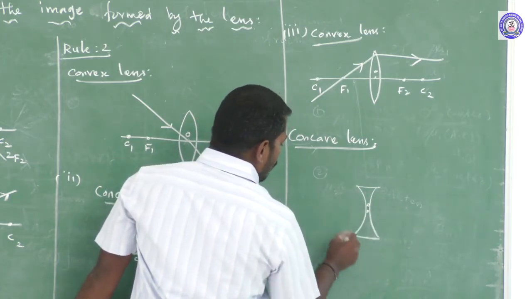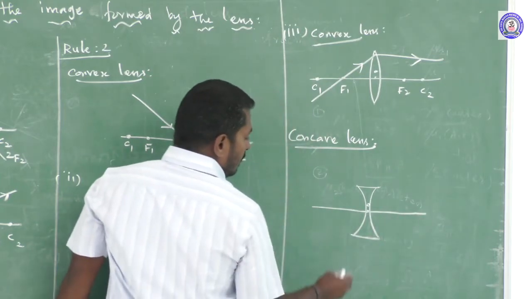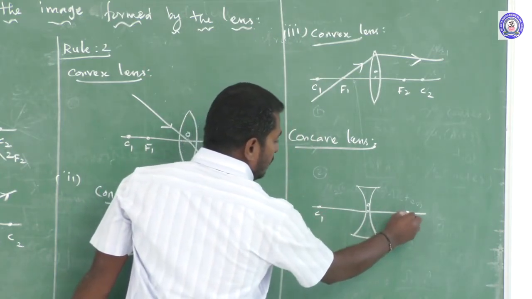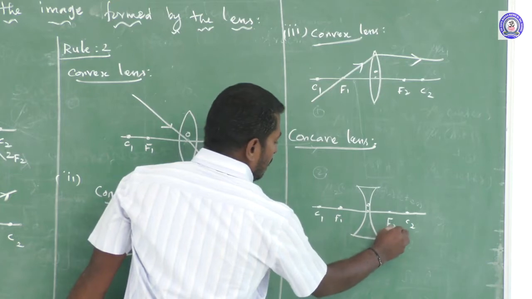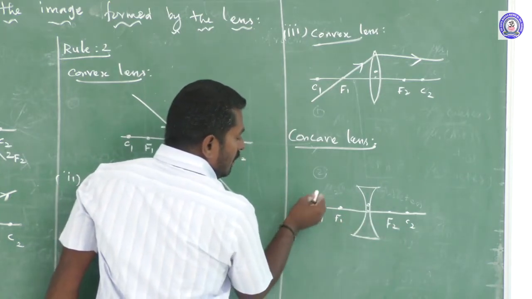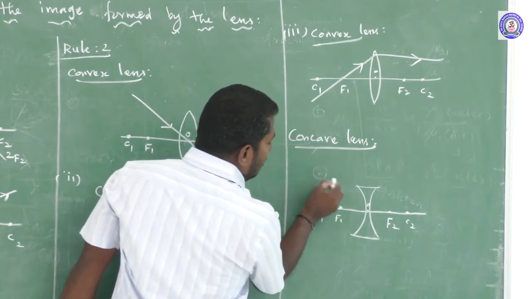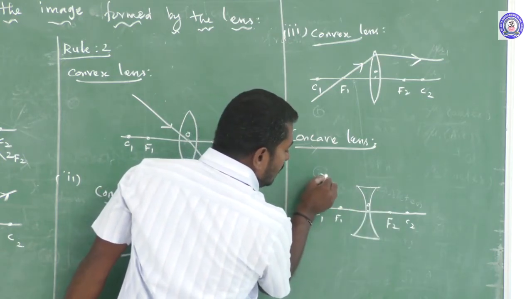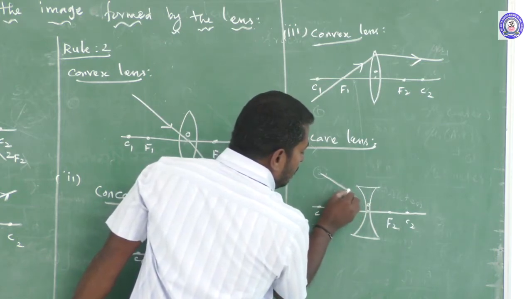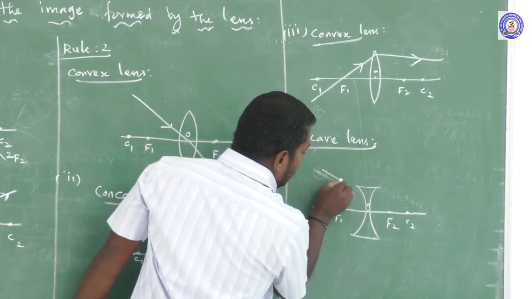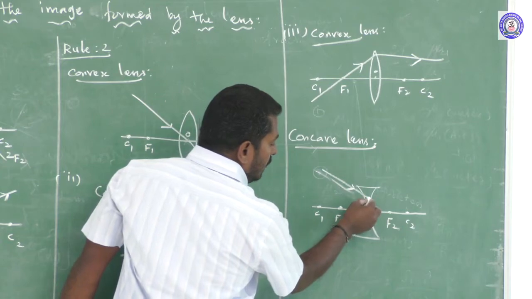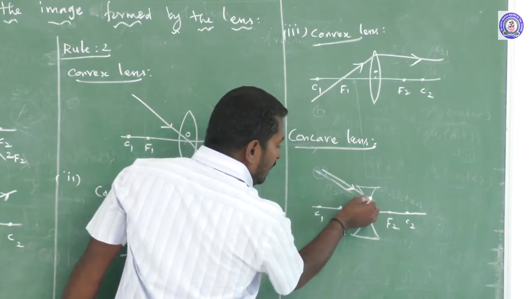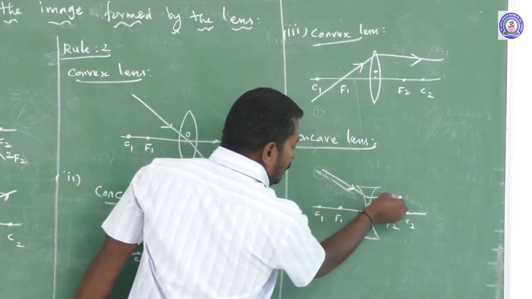Then in the case of concave lens, optic center O, principal axis, there are two centers of curvature C1 and C2. There are two focal points F1 and F2. When a ray of light is coming from the object directed towards the focal point, refraction takes place. After refraction, the refracted ray travels parallel to the principal axis.